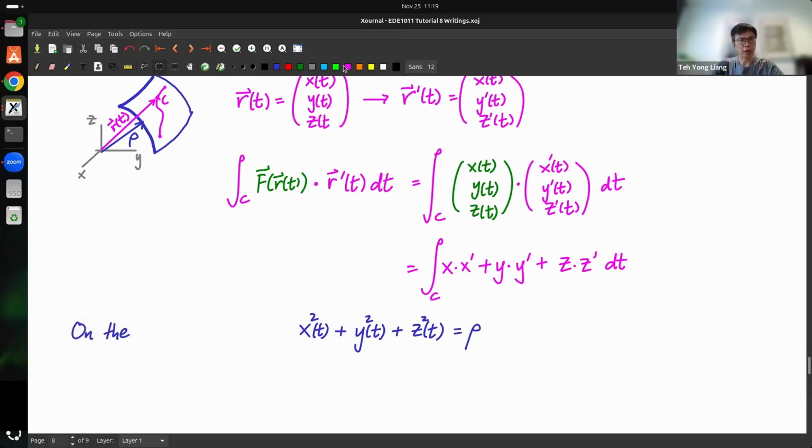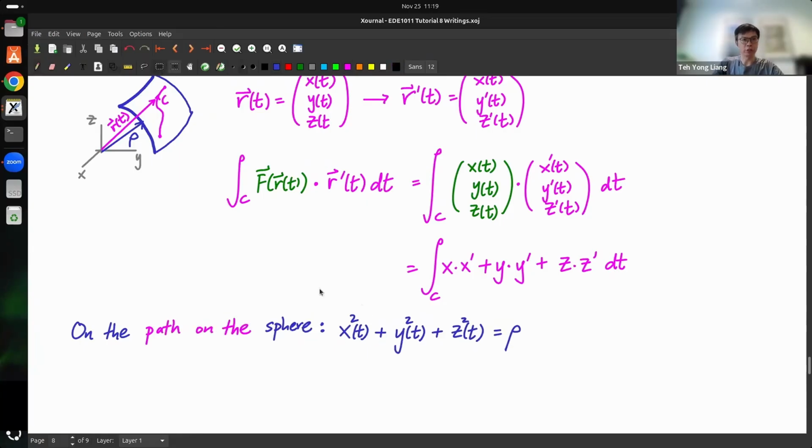Maybe I should say on the path on the sphere, which is more accurate. On the path on the sphere, we have this equation, right? And notice that now we parameterize already because we have to be on the path that is r(t). So everything is x(t), y(t), z(t). So x, y, z become parameterized as a function of parameter t. So from here, what we can do is you look at this expression and you look at this expression, actually they are kind of related. What we do is that we just differentiate with respect to t.